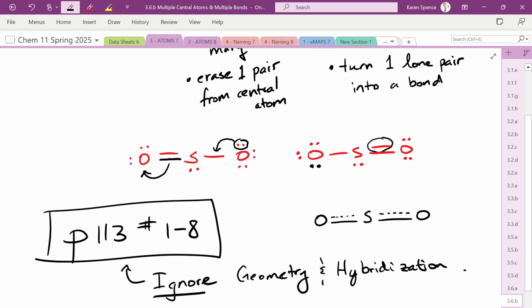Pen. So, where did I put that pen? There it is. Alright, so our rules are here.